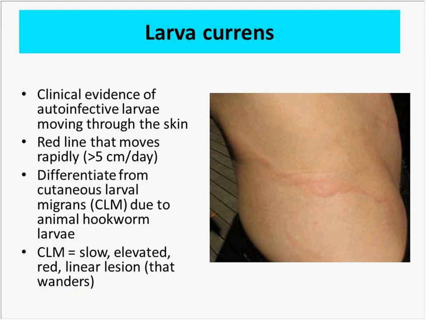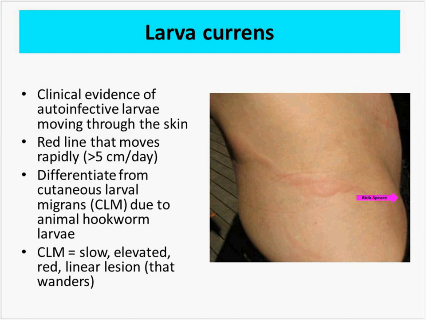We'll go on. This is a picture of larva currens. If you look at this lady, this is taken across her ischial area, and she's got the start of a line. There is almost an arterial line that runs across her body down towards her groin. It's a line, usually with some amount of urticaria associated with it. It moves very quickly, so that line might take just 1 day to develop. That's in response to the worm tracking. That's an autoinfective larva come up to the skin. So it moves quickly.